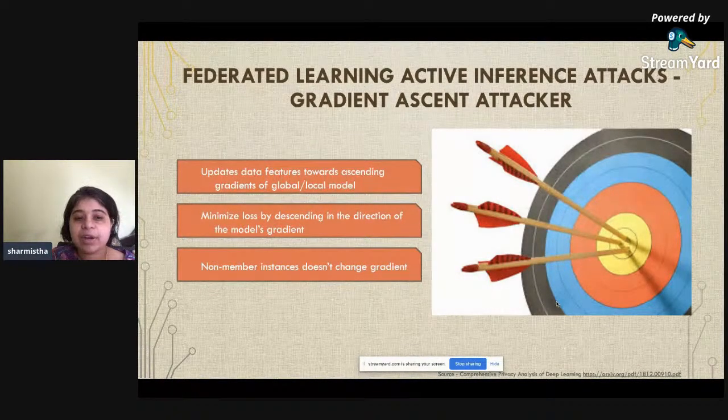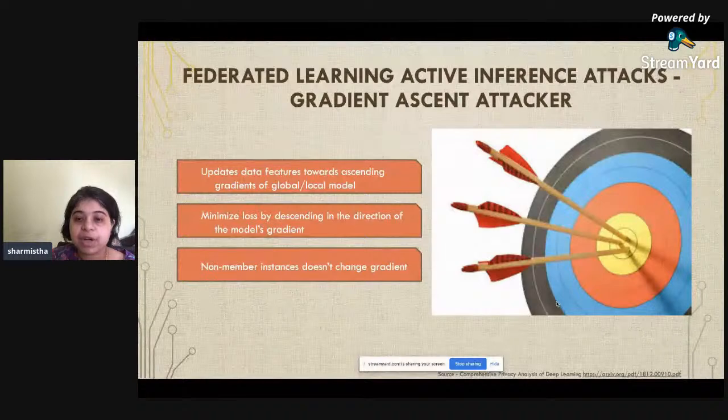And then where it is not converging, the members which are present in the data set can't change the gradient. They will always be going in the opposite direction. But for non-members, the gradient won't change because they're not in the data set. How would their gradient change?